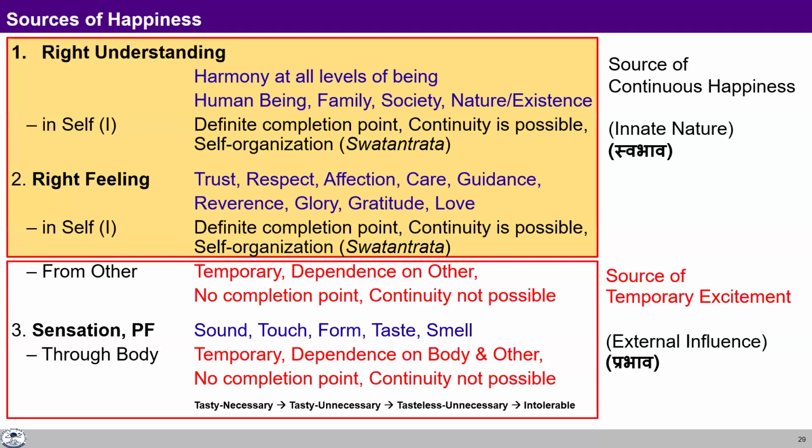So for that, I work for right understanding in the self, I work for right feeling in the self. But if I'm not aware of that, if I am preconditioned, then I try to be happy through two sources. One is the sensation that I might get from physical facility through various sense organs, or to get some favorable feeling from the other. But this can at most become a temporary source of excitement. This can never be a source of continuity of happiness and remains as an external influence. So the purpose is to ensure this one and two that is written on the top, so that happiness becomes our innate nature and we do not have to depend on any external influence for our happiness.